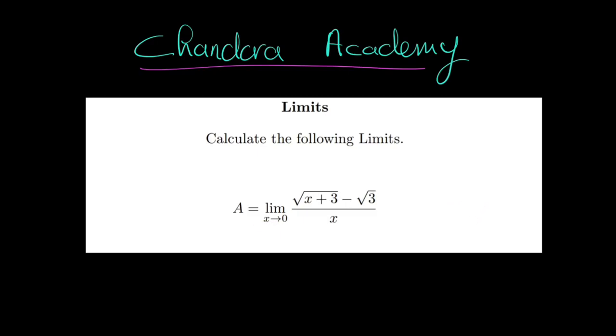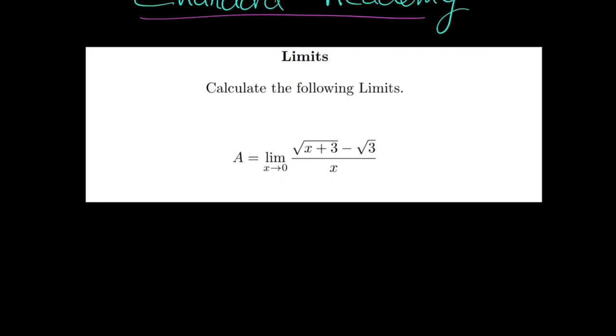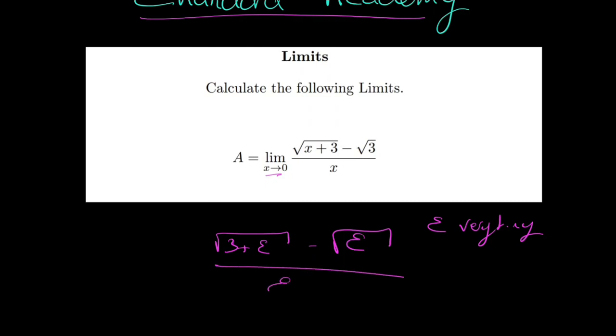What is special here is that we divide by x. We divide by x and we have some things here and here that are very similar. We see that when we get to 0, we will have square root of 3 plus something that is very tiny. Maybe we call it epsilon to be more obvious. Epsilon is very, very tiny. Minus the same thing but without the epsilon, over this same epsilon.